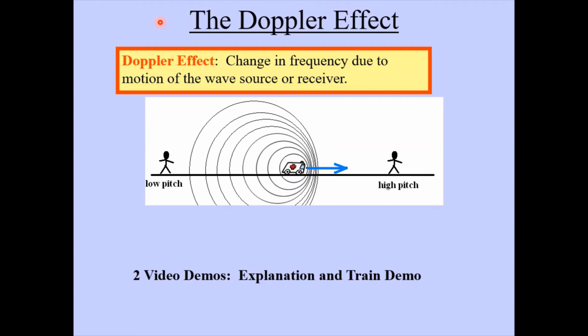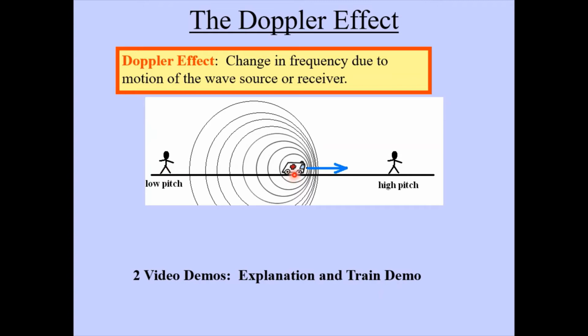One of the most fascinating phenomena of sound is the so-called Doppler effect. The Doppler effect is a change in frequency due to the motion of the wave source or receiver. And I'll leave the explanation up to the video. But basically, when you have a source of sound like a car, or let's say a fire truck with its siren going, the observer over here will hear a different pitch of sound than the observer over here.